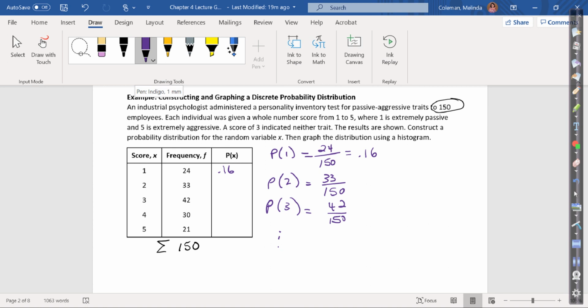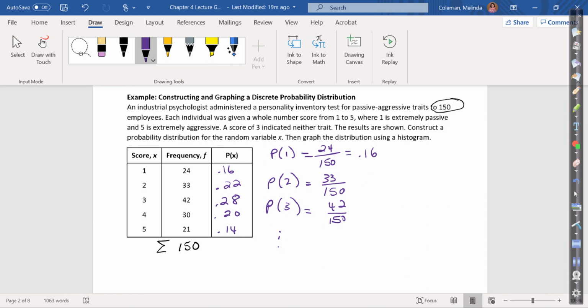P of 2 equals 0.22. P of 3 equals 0.28. P of 4 equals 0.20. And P of 5 equals 0.14.